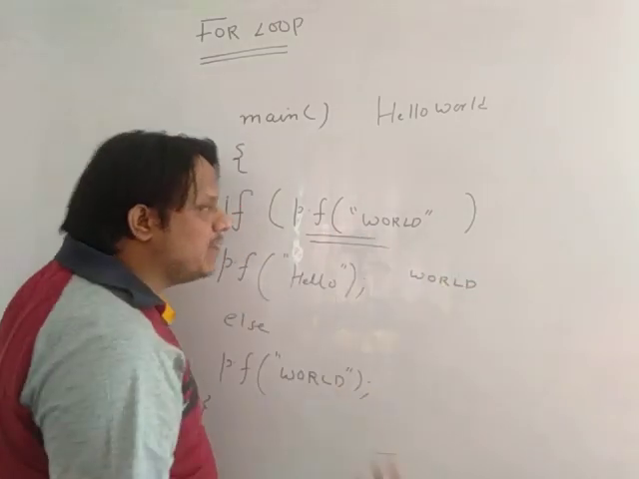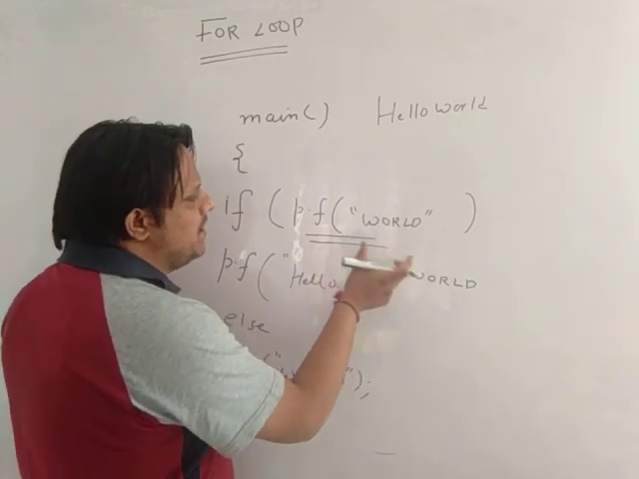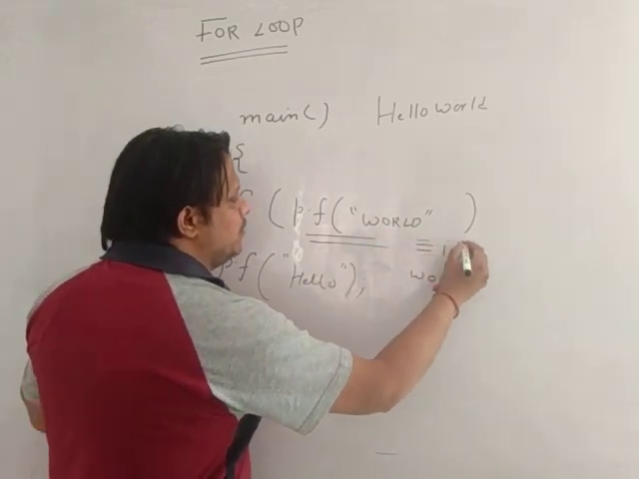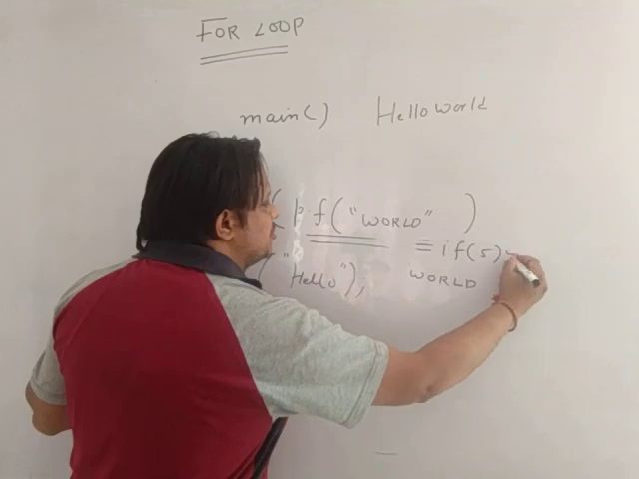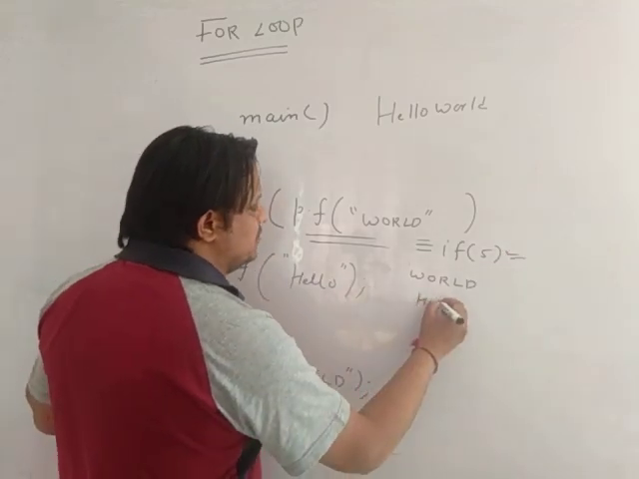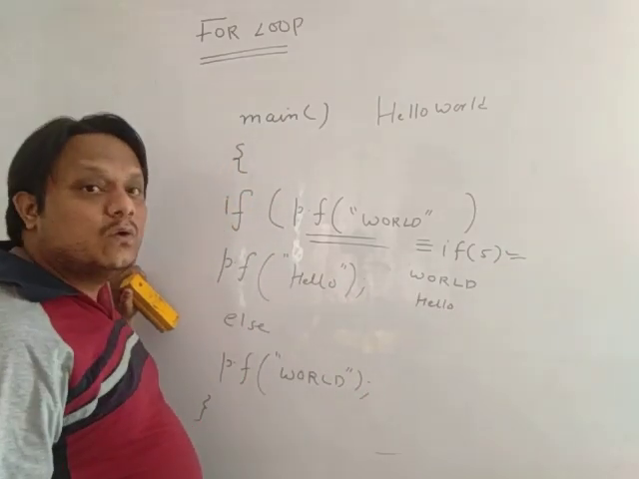Then printf returns the number of characters. How many characters? 1, 2, 3, 4, 5. So this statement becomes equivalent to if (5). Since this condition is true, it will print hello. So the answer is world hello, not hello world.